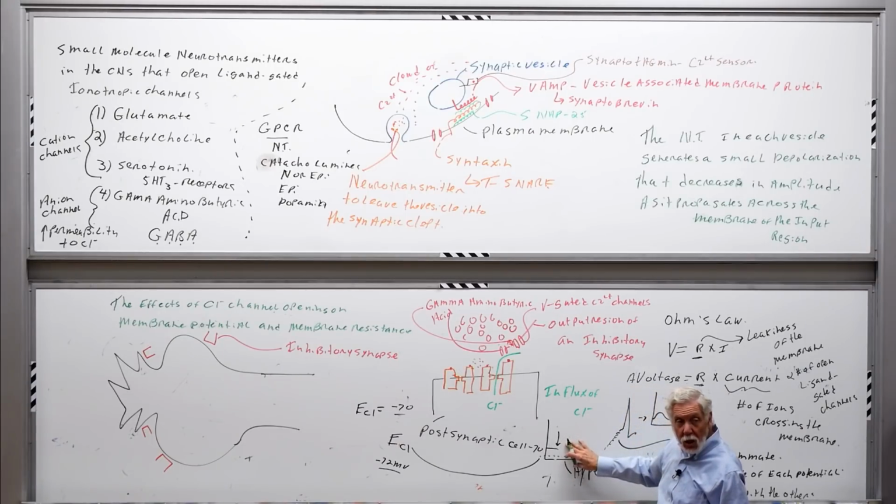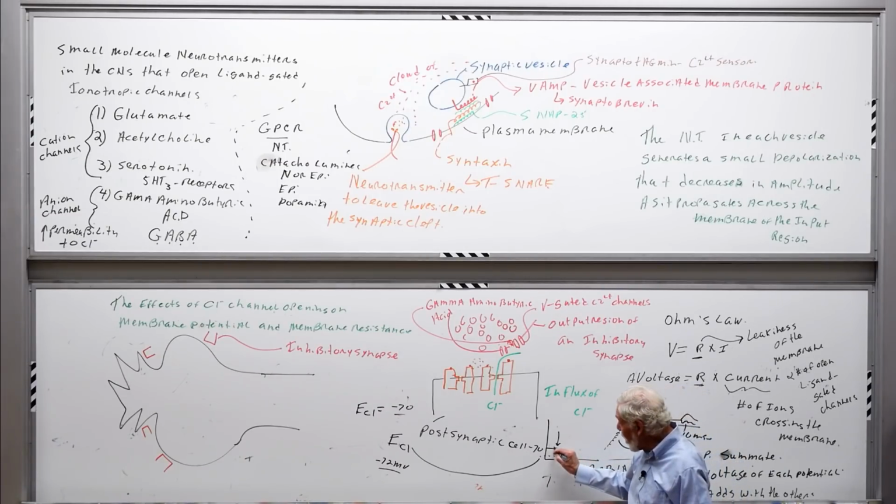The membrane potential seeks the equilibrium potential of the ion whose permeability is dominant. What's the equilibrium potential? What did we just say? Minus 70. So are we going to see any change in the membrane potential here? It won't change. It's stuck right here.